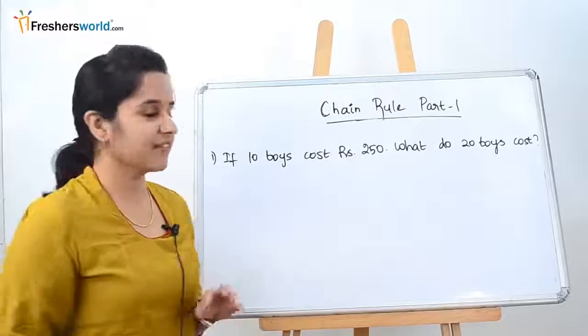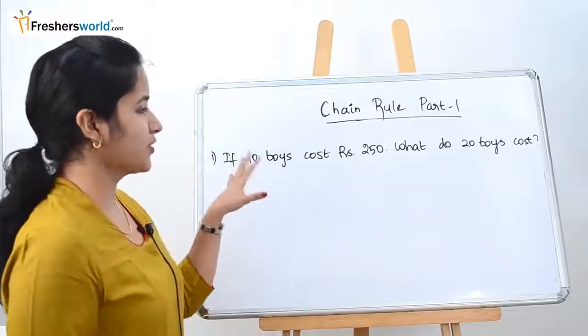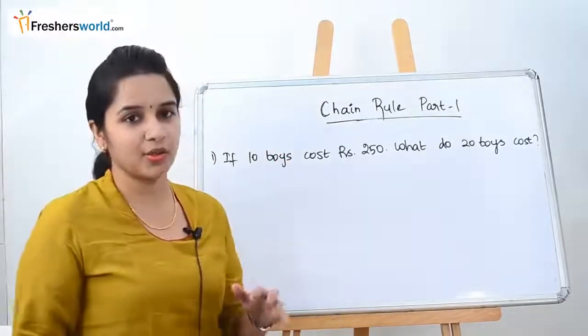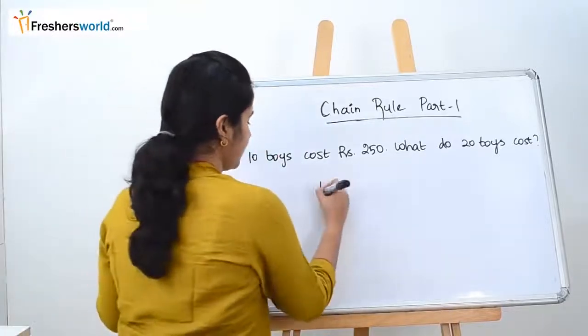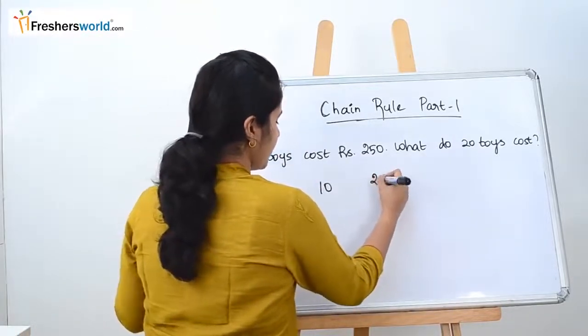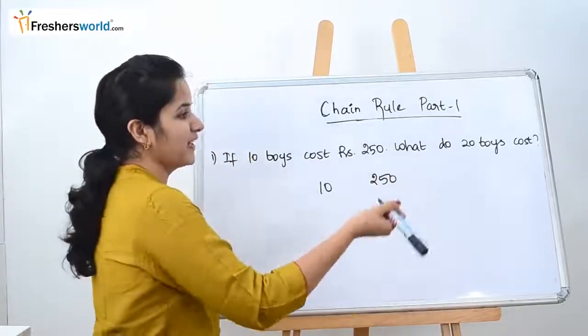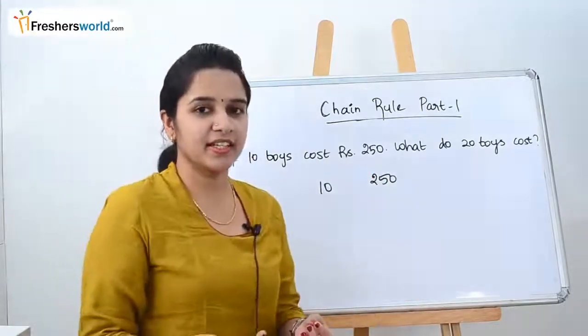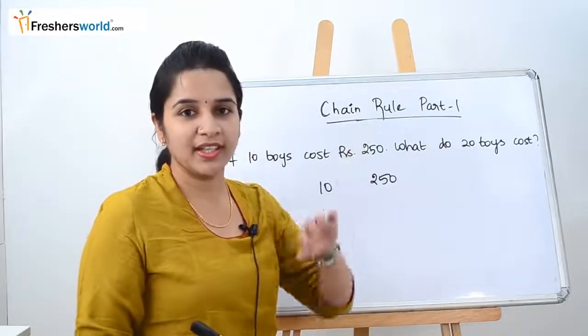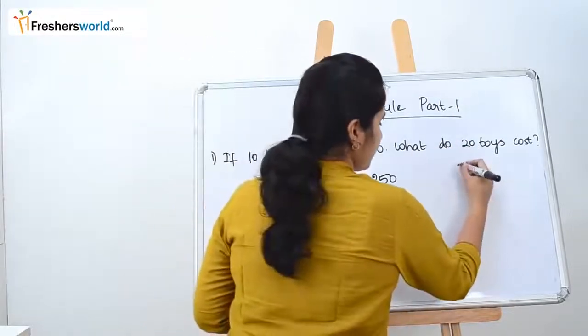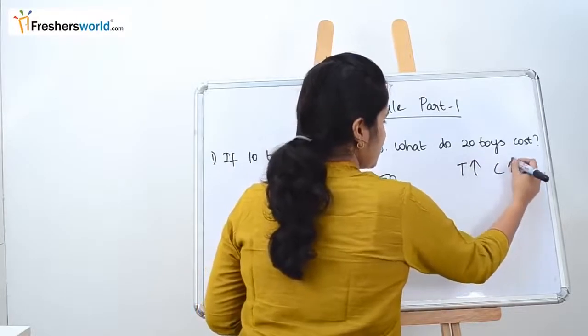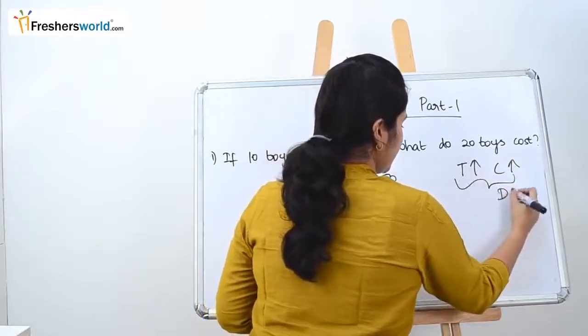So the question that they have given is, if 10 toys cost rupees 250, what does 20 toys cost? So from the question you know that initially they have given 10 toys and it's costing 250 rupees. They are asking for 20 toys. As we discussed earlier, if the number of toys that you are going to get is going to be more, obviously the cost is going to be more. So the number of toys increases, your cost will also increase. This is nothing but your direct proportion.